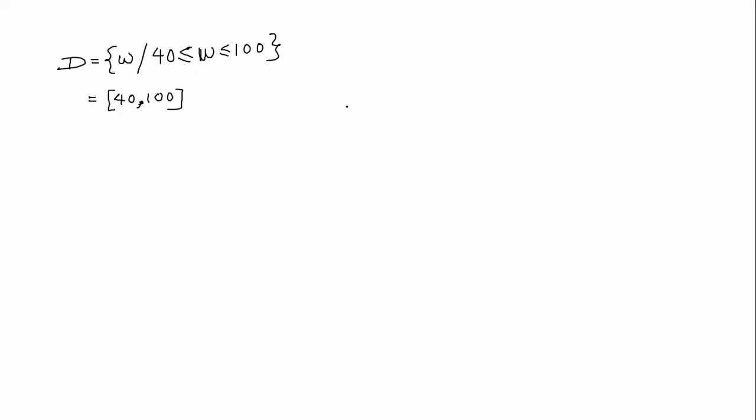In the previous case, we would have written 0, then 1, like that. But in this case, that is not going to happen. Here, suppose this is 40 and this is 100. This is 41 and this is 100. So all real numbers from 40 to 100 are there.